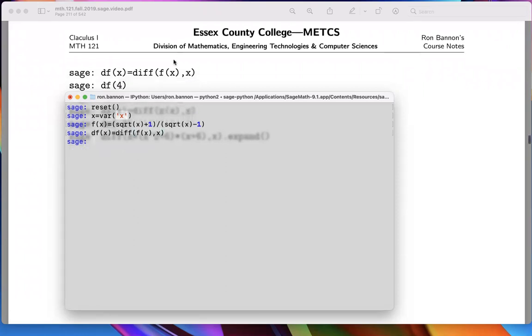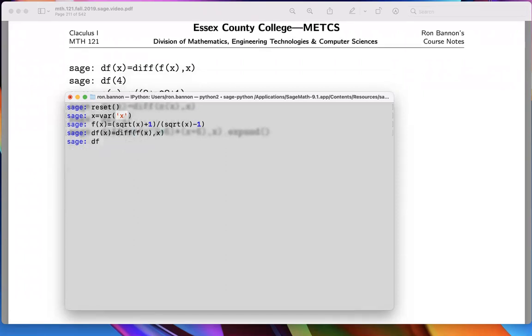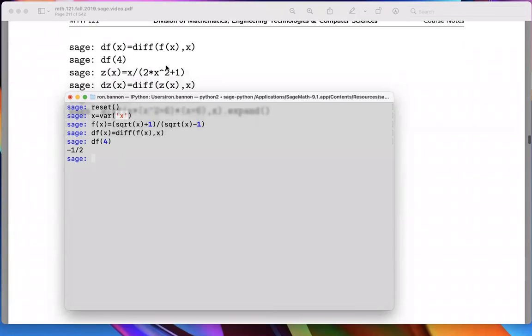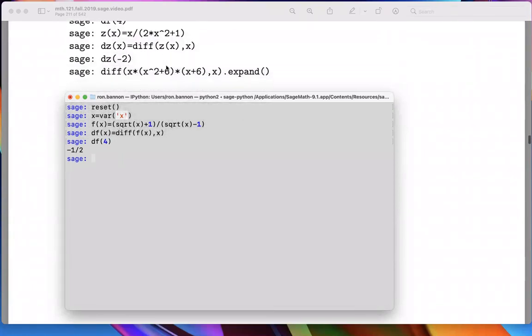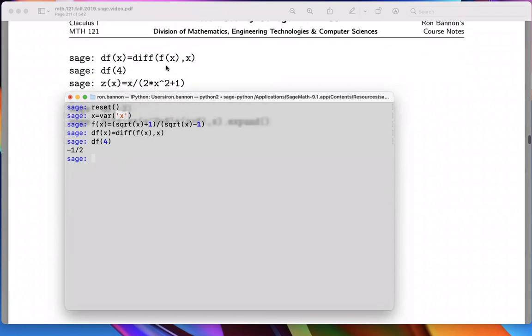All right, no mistake there. So I'm going to say df. I'm evaluating the derivative of f at 4 now. It gives me that.